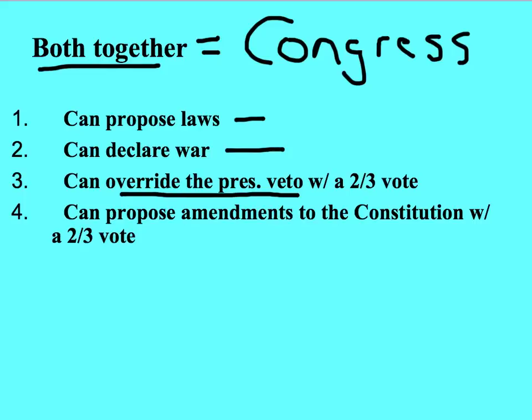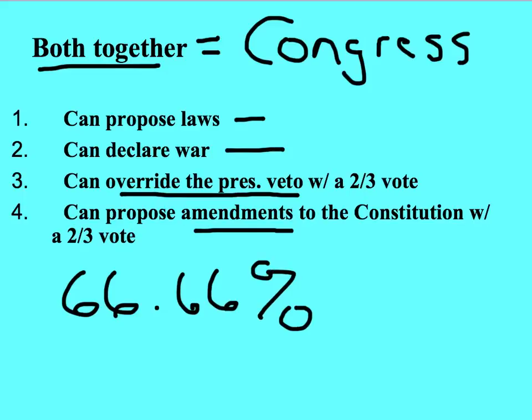And finally, both together can propose amendments. And amendments means changes to the Constitution with, again, a 2/3 vote. All right, so 66.66%. All right, can propose a change to the Constitution. All right, so that's what they both do together.